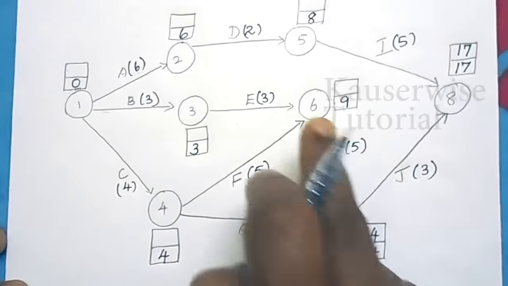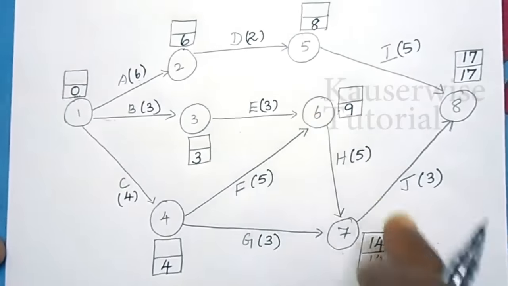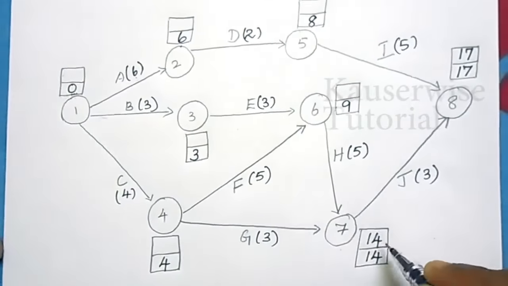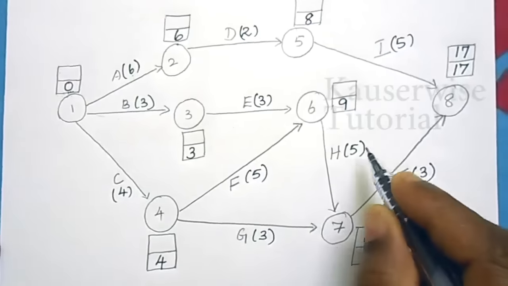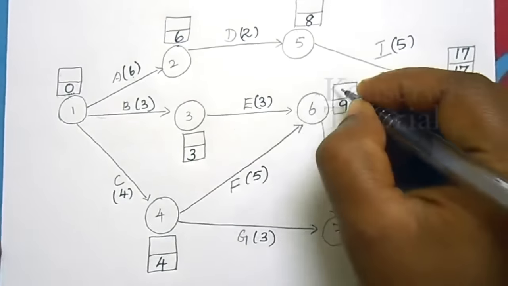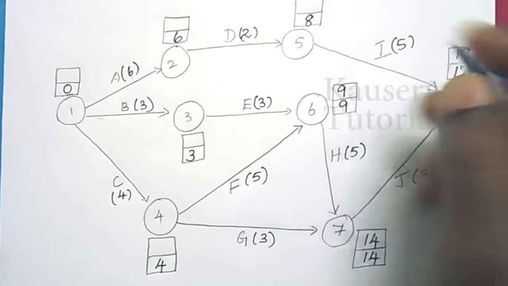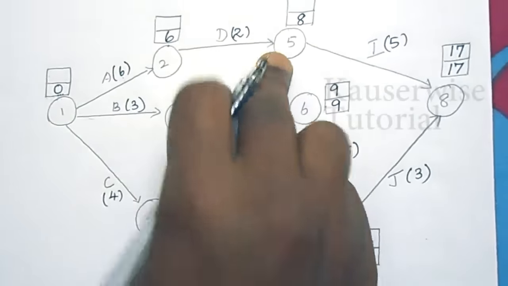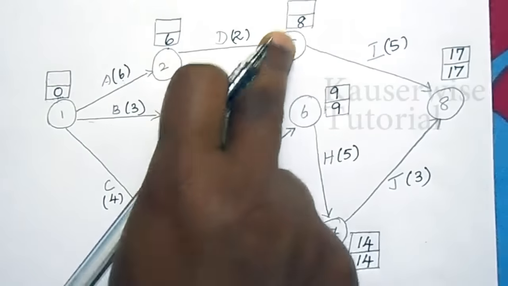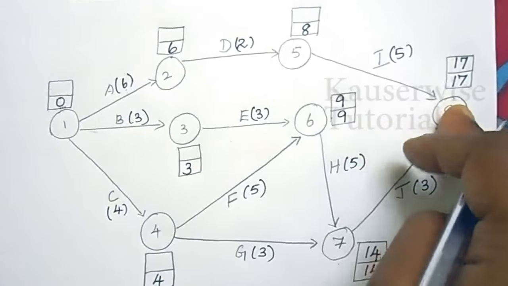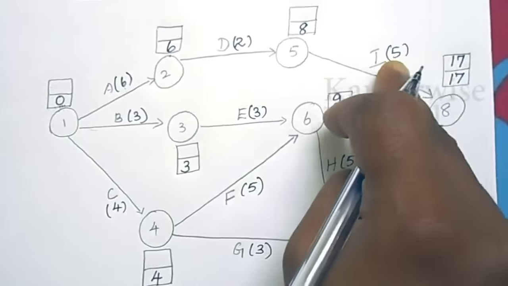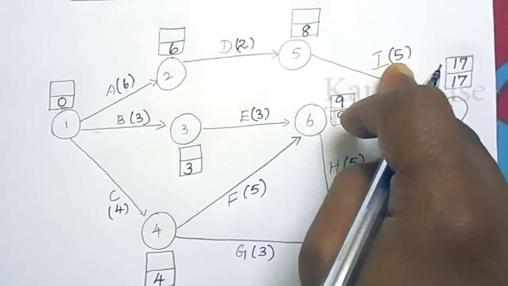The next node is 6. For 6, the previous latest completion time is 14. 14 minus 5 is equal to 9. Okay, the next node is 5. For 5, just see the previous one. The last node is 17. 17 minus 5 is equal to 12.